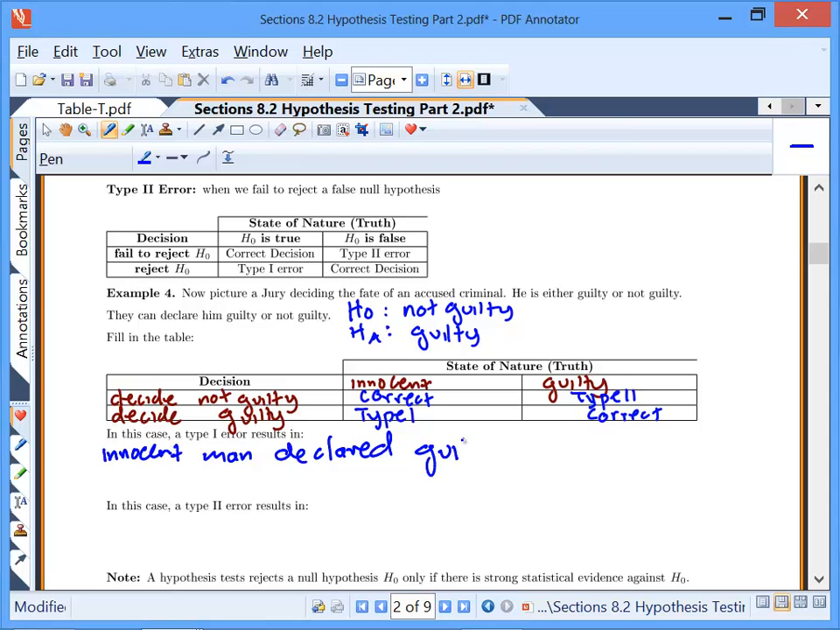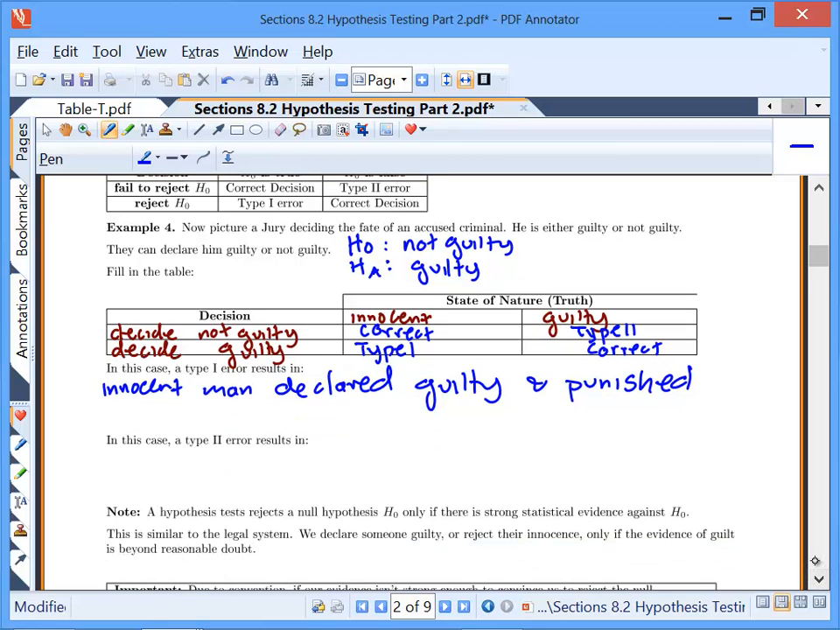Declared guilty. And if you declare him guilty, somehow he is punished, whether he's off to jail or fines or whatever the case may be. So he was really innocent, but you declare him guilty and punish him. So you could be sending an innocent man to prison. Okay, how do you feel about sending an innocent man to prison? Okay, not pleasant.